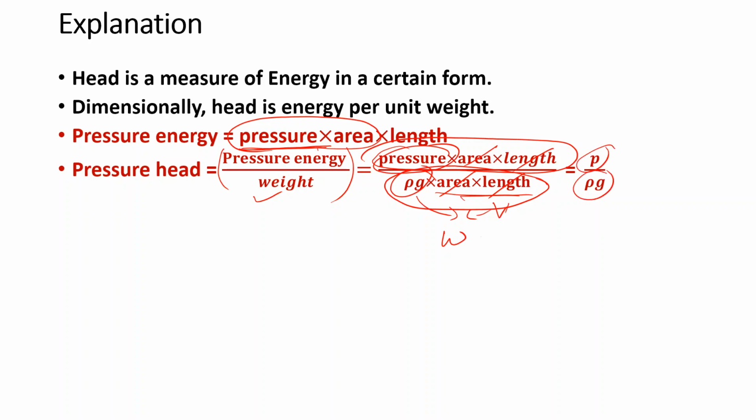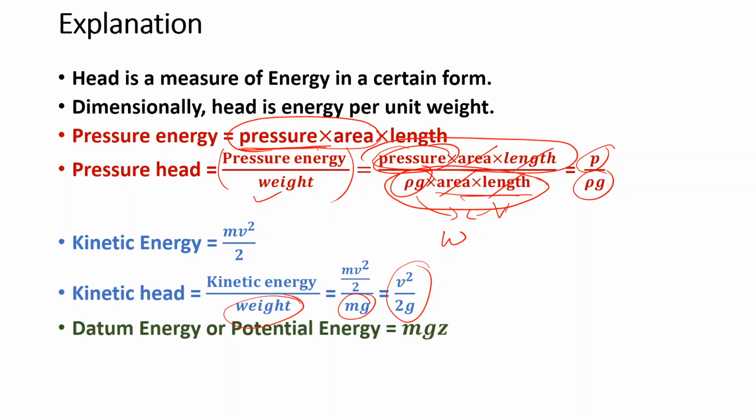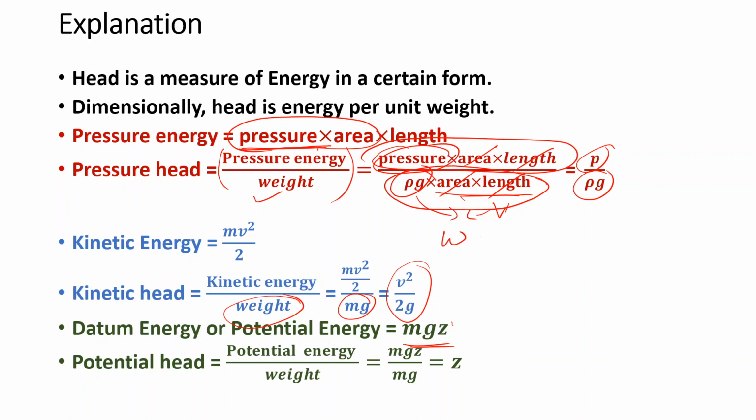Similarly, you can prove that kinetic energy is half m v square. So kinetic head will be kinetic energy divided by the weight, that is this divided by mg. So simply this is v square by 2g. And datum energy or potential energy is mg into z divided by mg. So that is simply the height, or z.